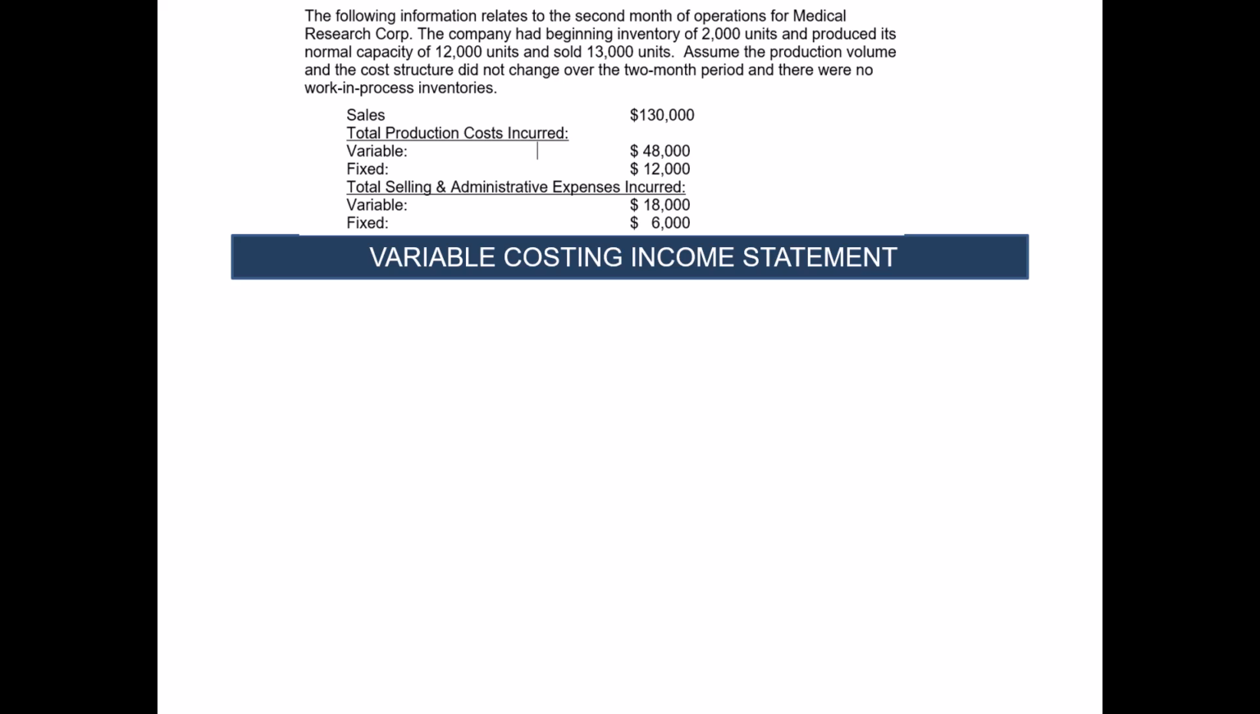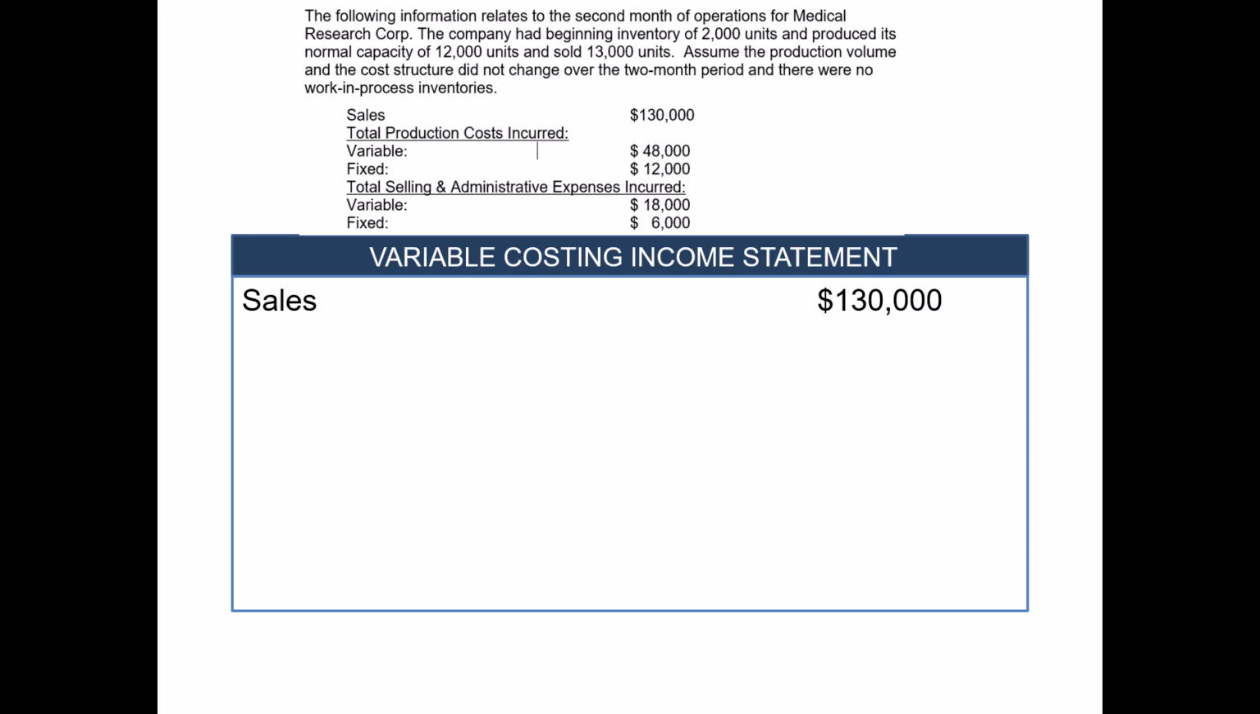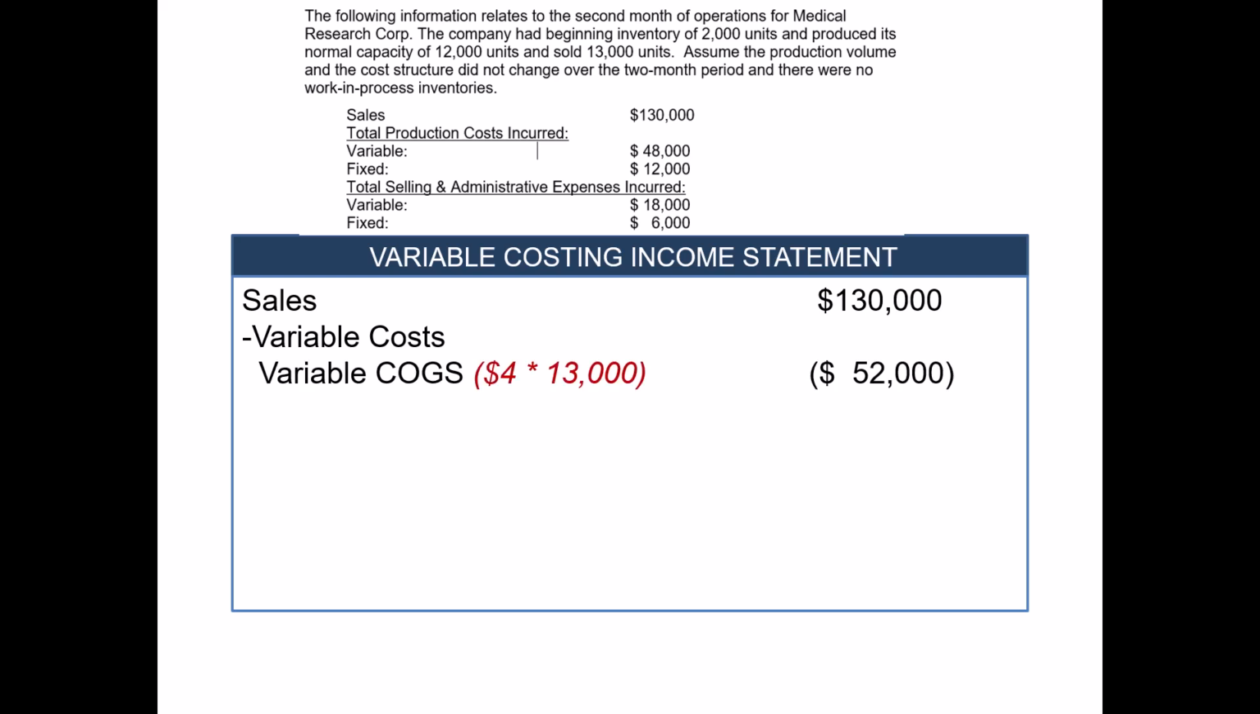Now we'll prepare the income statement. We'll start with sales of $130,000. We will subtract our variable costs. First, our variable cost of goods sold. We sold 13,000 units. Each one had a variable production cost of $4. That gives us variable cost of goods sold of $52,000.